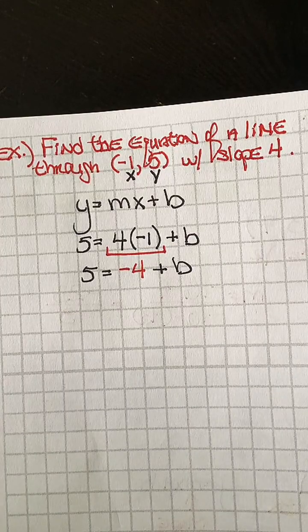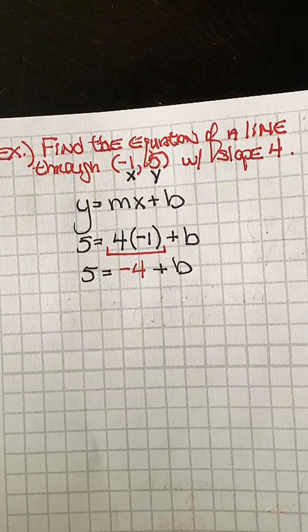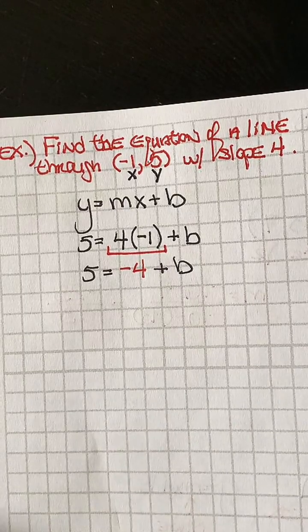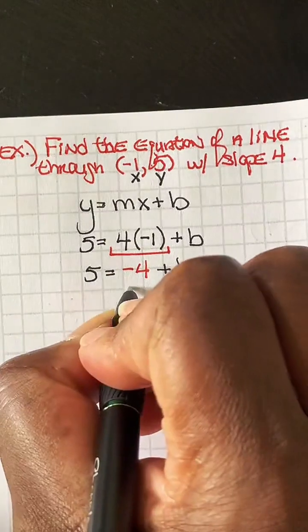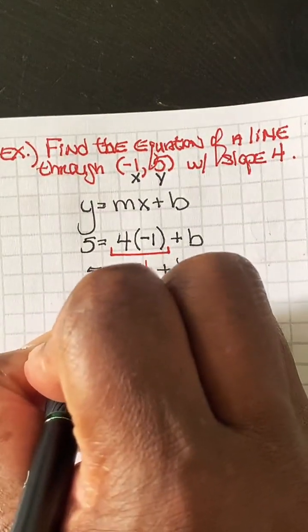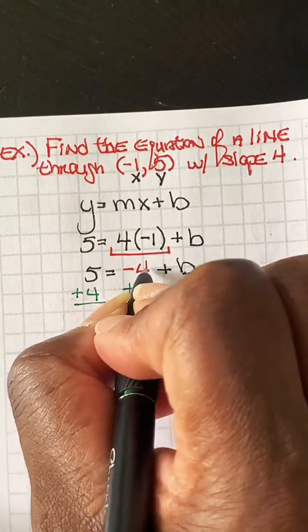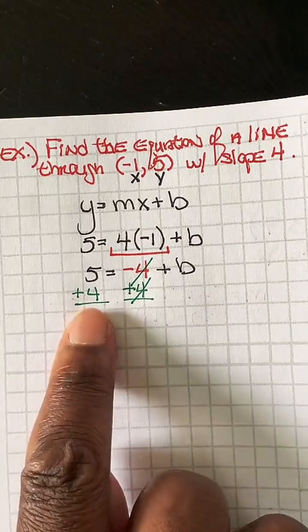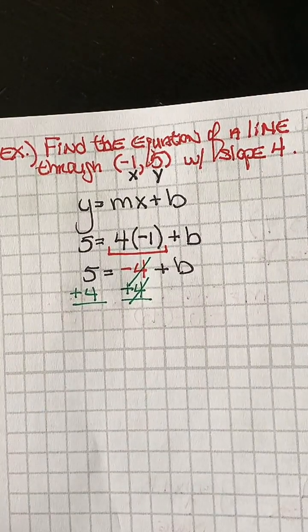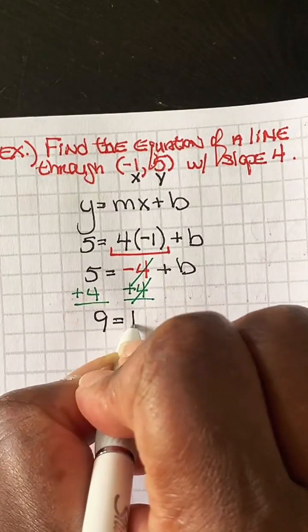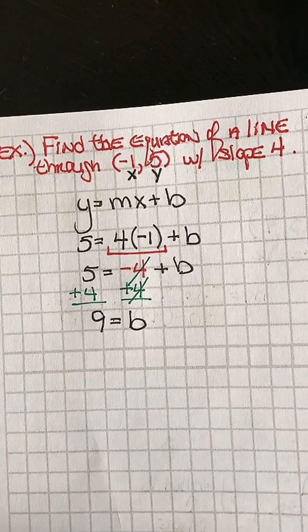b is your y-intercept. Yes, it is. So that's what we're looking for because they gave us the point. Yes. Good, Janice. So we're going to add 4. So now we have 5 plus 4. That gives us our 9. So our b is equal to 9.